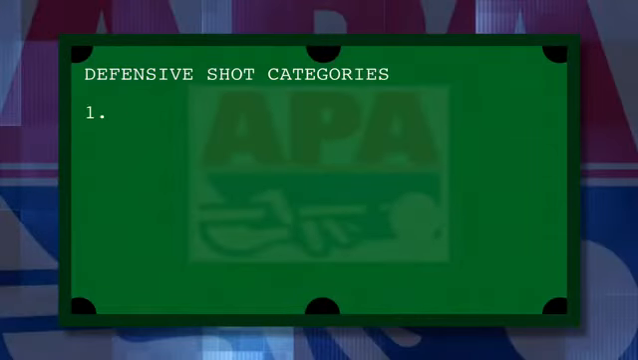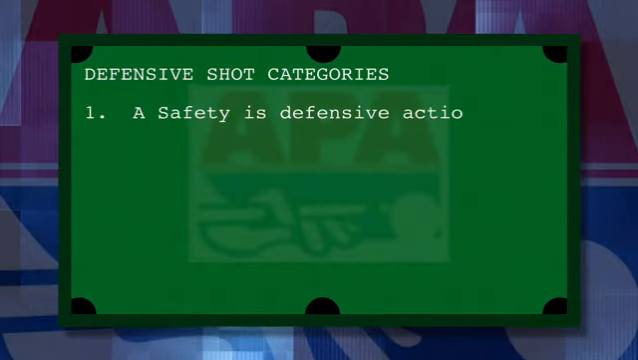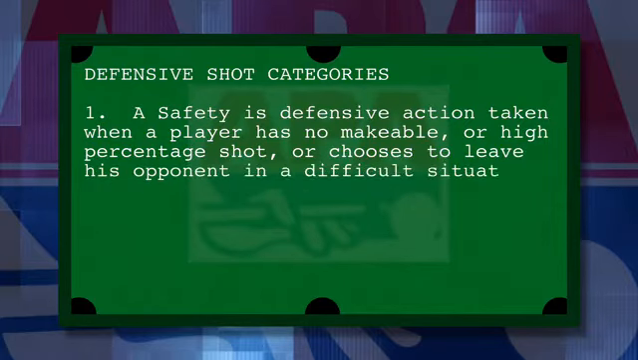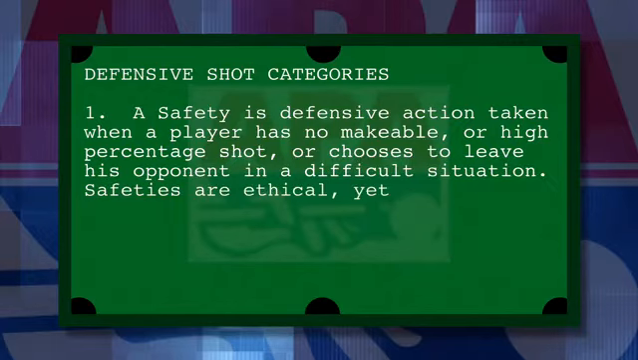Defensive shots fall into two basic categories. The first category is safeties. A safety is defensive action taken when a player has no makeable or high percentage shot or chooses to leave his opponent in a difficult situation. Safeties are perfectly ethical but are intentional misses nevertheless.